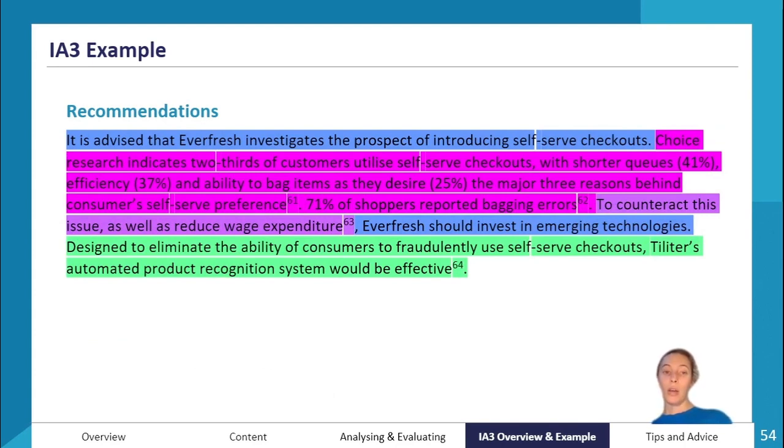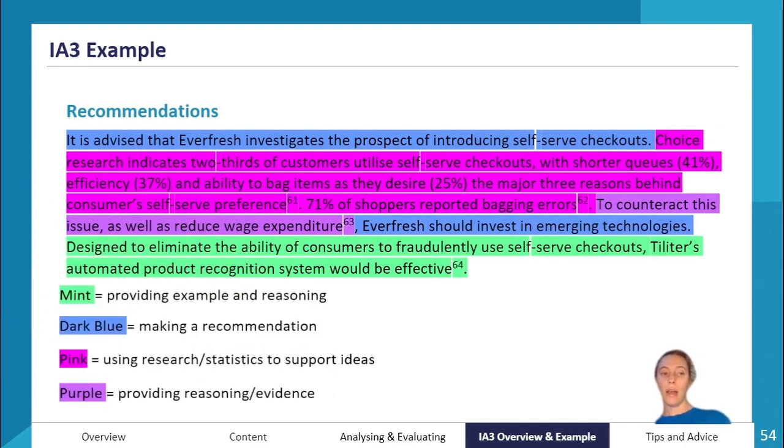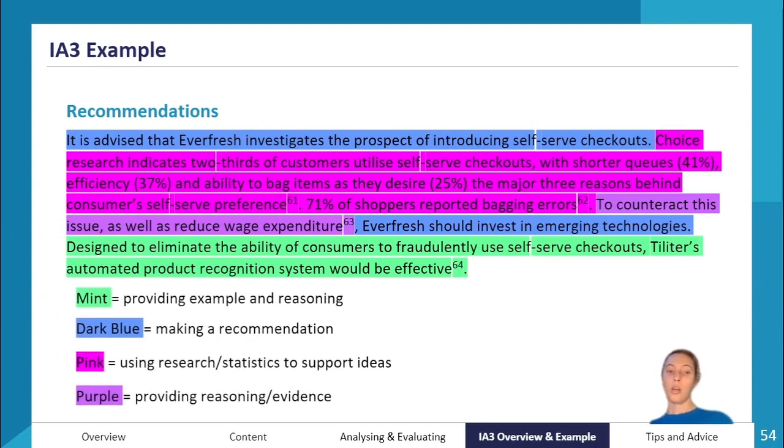And continuing on here, we've got more in that recommendations section. You're providing an example and reasoning. And this is something that I found through research. So it's a strategy that I'm suggesting. So Everfresh should invest in emerging technologies. And then I'm giving a really specific example with a company that they could invest in there.